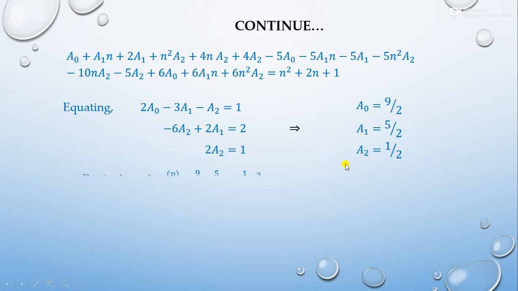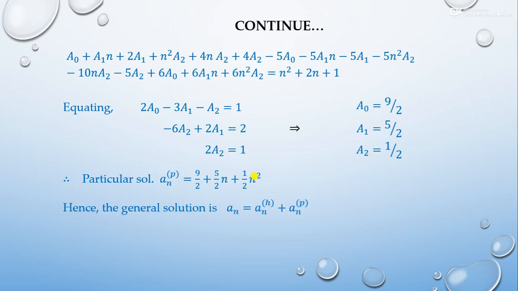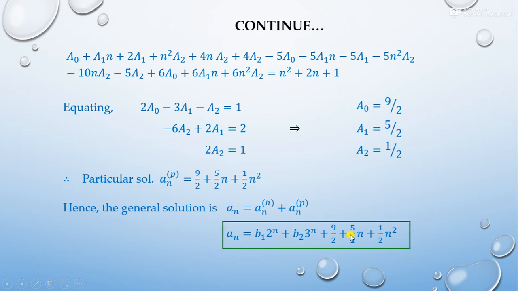So now our particular solution is 9 by 2 plus 5 by 2 n plus 1 by 2 n square. Now what is the complete solution of this given recurrence relation? That is the homogeneous solution plus the particular solution. So now combine these, and we have the complete solution of the given recurrence relation.